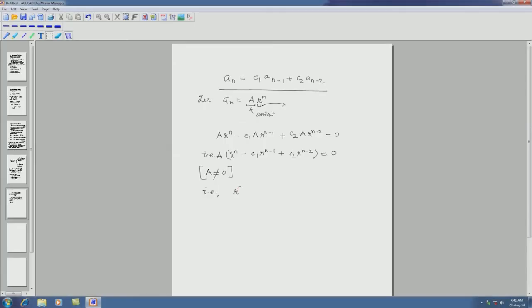So, we write the equation as follows. There is a mistake here, it will be minus instead of plus, so I replace by minus here, and this is also minus. So, now I have minus, and here also this is minus.